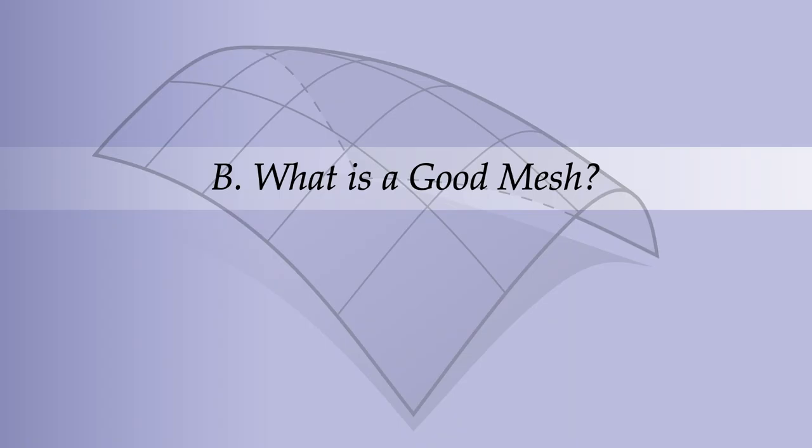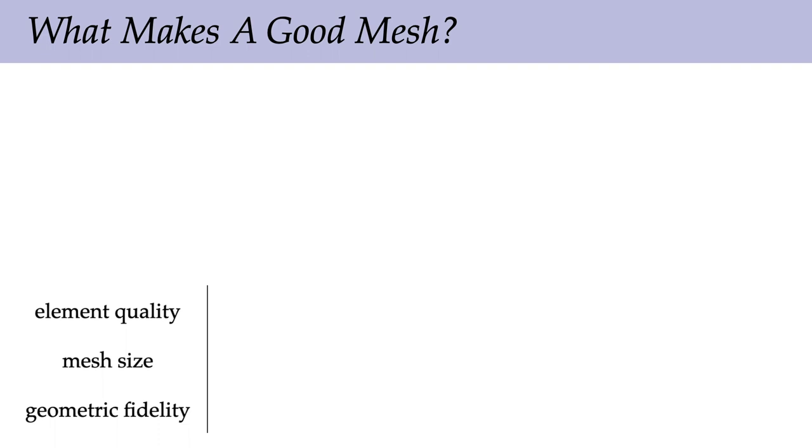Okay, so now that we've established what a mesh is, what is a good mesh? As Keenan mentioned earlier, we look for three key properties in a mesh: element quality, mesh size, and geometric fidelity. Each of these is essential.